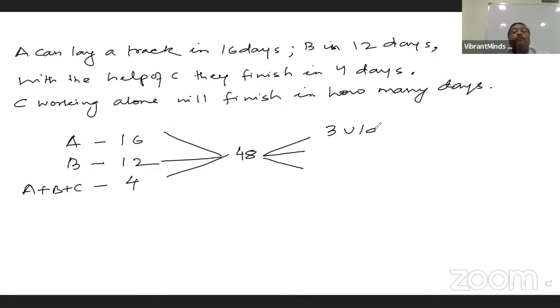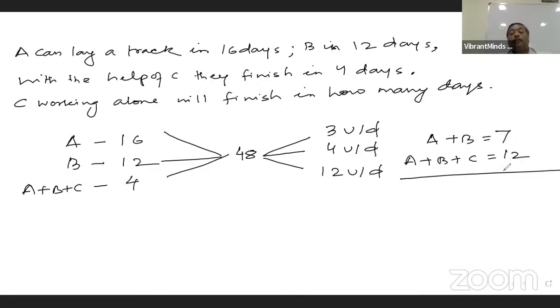A will be doing 3 units per day. B will be doing 4 units per day. And ABC is doing how many? It is doing 12 units per day. So A plus B is doing 7 and A plus B plus C is doing 12. So when I subtract, A gets cancelled, B gets cancelled, and C is 5. So C is doing 5 units per day.